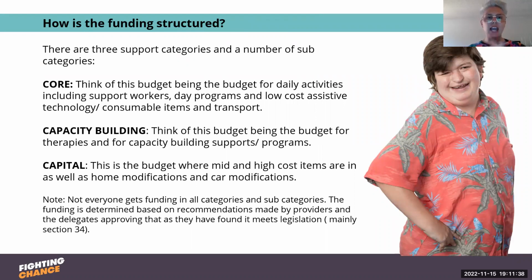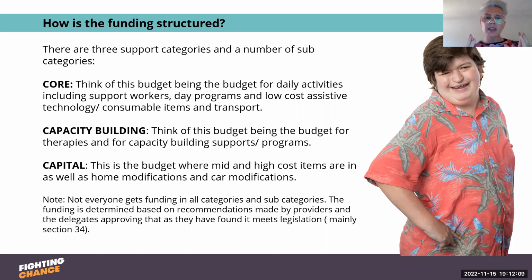So essentially, how is the funding structured? There's 3 support categories, which we just said: core, capacity building, and capital. And then there is a number of subcategories. We're going to go into the subcategories in a second, but if you just think about the whole category first to start with, and then we'll break it down further.